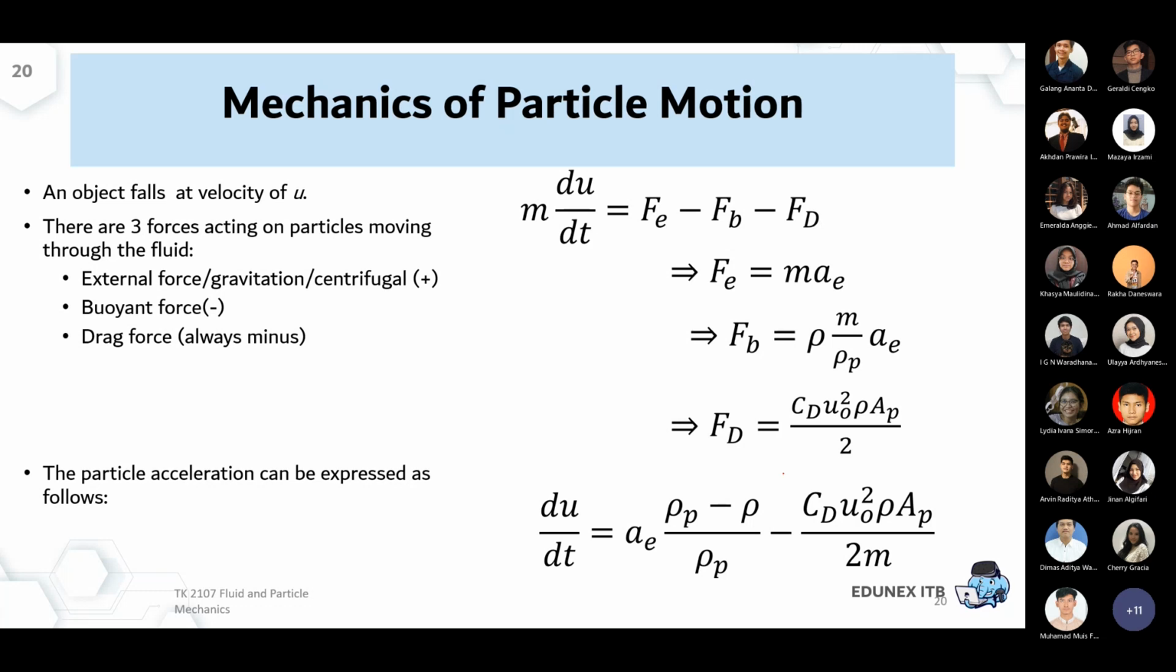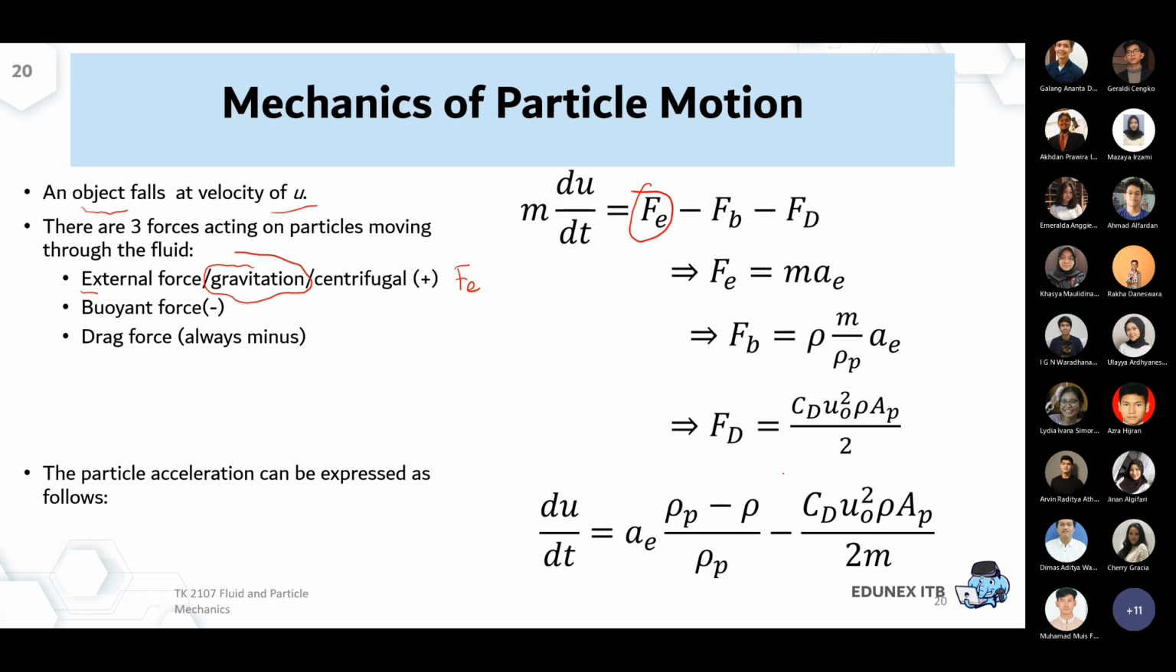Okay, so first we have to review the mechanical balance of the particle motion. How does the force balance work? What happens if a particle falls at a velocity of u? There are three forces acting on the particle moving through the fluid. Obviously, the main one that will exist in all systems must be gravity. Gravity over here, I think, is the Fe. External force, it's called Fe, refers to external.